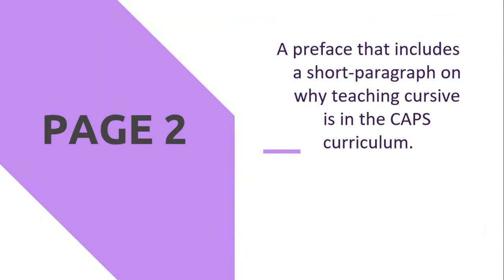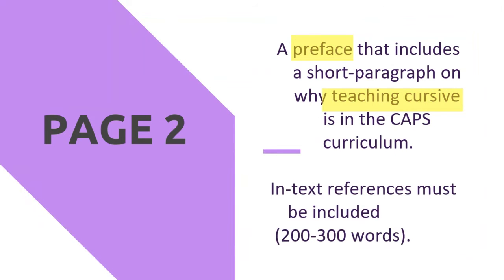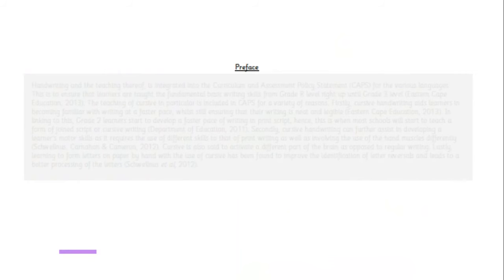Page 2 is a preface that includes a short paragraph on why teaching cursive is in the CAPS curriculum. So it's a paragraph about the importance of teaching cursive. There needs to be in-text references and it's about 300 words. So in your workbook on page 2, you'd have a preface as your heading and you'd give your short little paragraph there. Remember to include your in-text referencing, and it is suggested that you use at least 3 reputable sources.